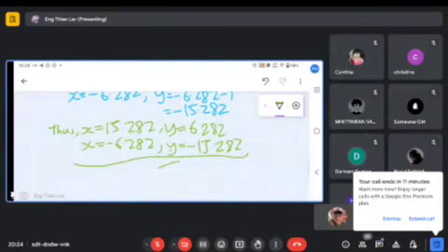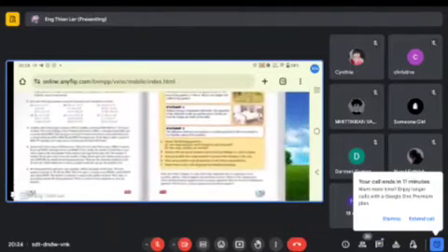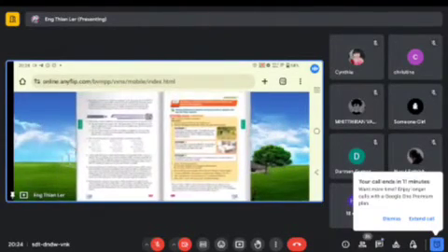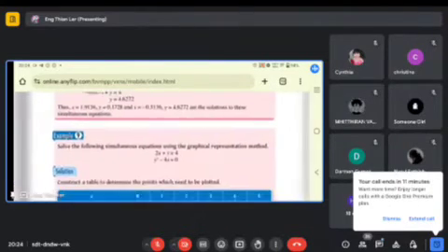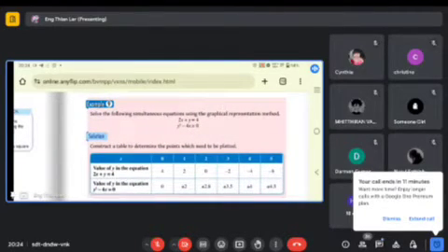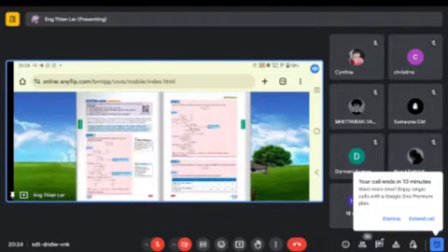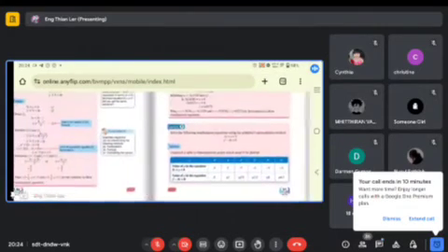Now we have finished the third statement, and we'll continue with the questions in the textbook. I'll pick a random question. I looked for a long time, and I found that simultaneous equations using the graphical representation method rarely come out in the exam, because even when it does, it will give you the x and y values anyway. So all you need to do is plot them. Don't worry about what points you need to plot. Everything will be given.